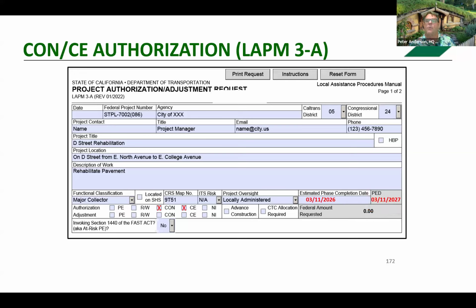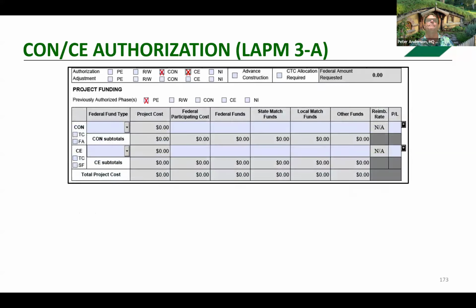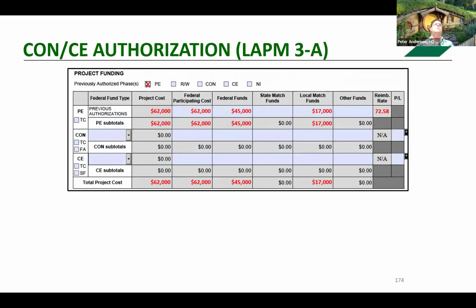Again, the federal amount requested will be automatically filled in based on the project funding. Since the PE phase was previously authorized, it just shows the previous authorization. And again, this had to be entered manually on the new form because it does not carry over automatically.